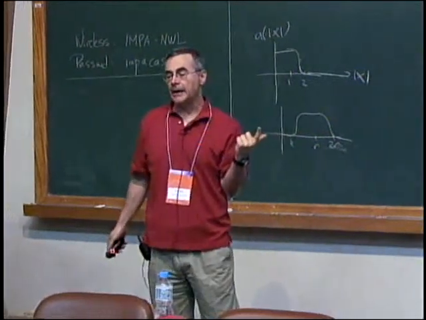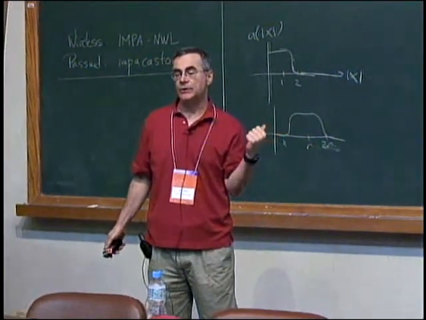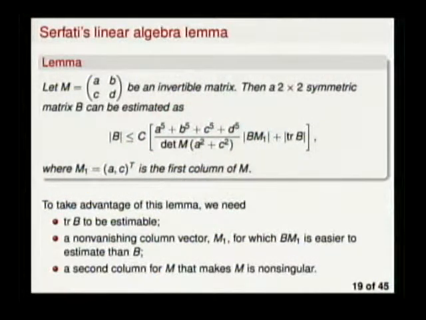You have to be able to find a column vector M1, so the M1 is easier to estimate than B is, which is a big challenge. And then you have to find a second column for M, which just has to be there to keep the determinant of M from being 0. Okay? If you can do all that, then you've got your estimate. Okay? Does this ring a bell to anyone, does this look familiar at all in any way? It's very strange looking. The a to the fifth plus b to the fifth plus c to the fifth plus d to the fifth. Serfati just says it's some polynomial of degree 5, but that turns out to be what it is. Okay. Well, good. We should have been mystified then.